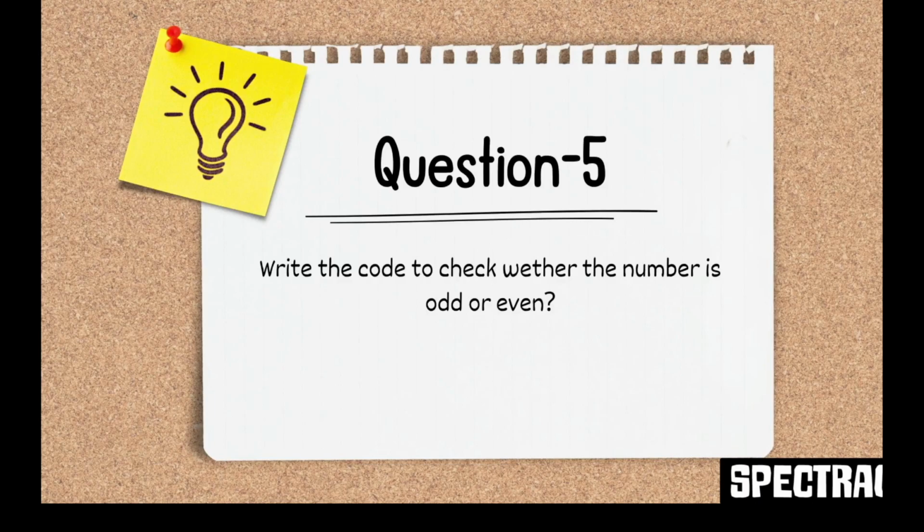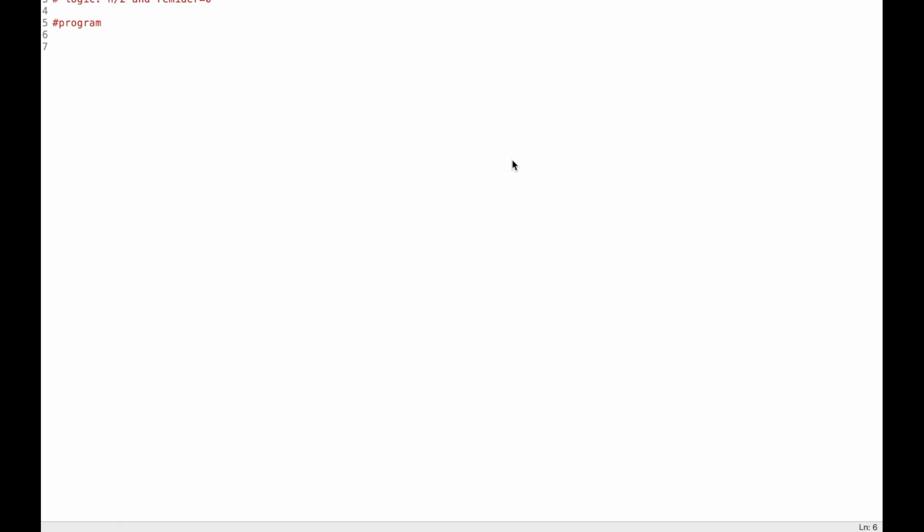Write the code to check whether the number is odd or even. We're going to use the logic that the entered number is divided by 2, and if the remainder is equal to 0, then we can say it is an even number. If the remainder is not 0, we can say it is an odd number. As the input, n equals int input enter a number. Now we have to check if it is an even number or an odd number. We're going to use the if condition to check this.